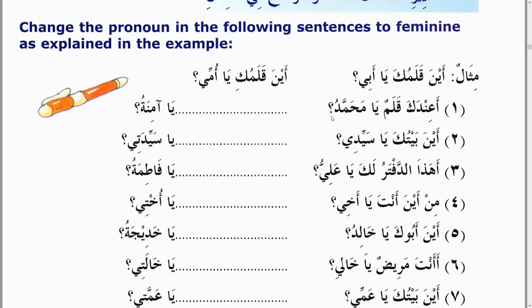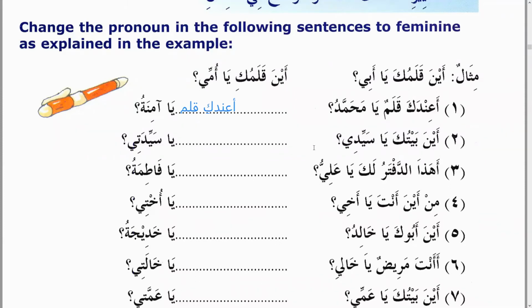Aindaka qalamun ya Muhammad. Do you have a pen, O Muhammad? So what do I have to say? You are speaking to Amina. Instead of saying ka, what do you say? Aindaki. Yes, this is what will change. Aindaki qalamun ya Amina. Everything else will remain the same. Do you have a pen?